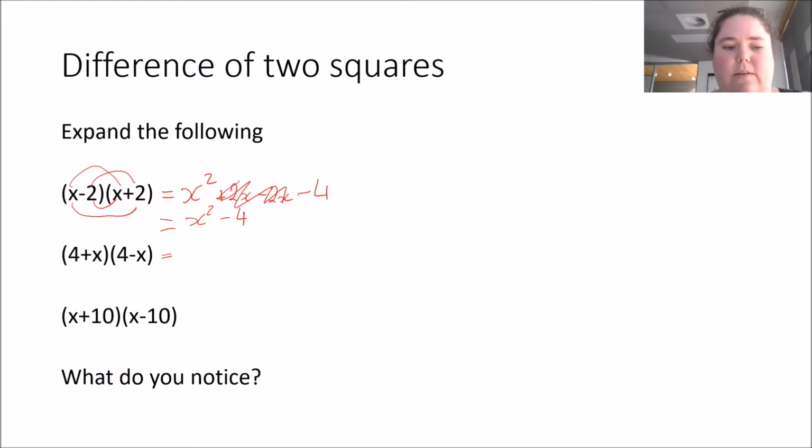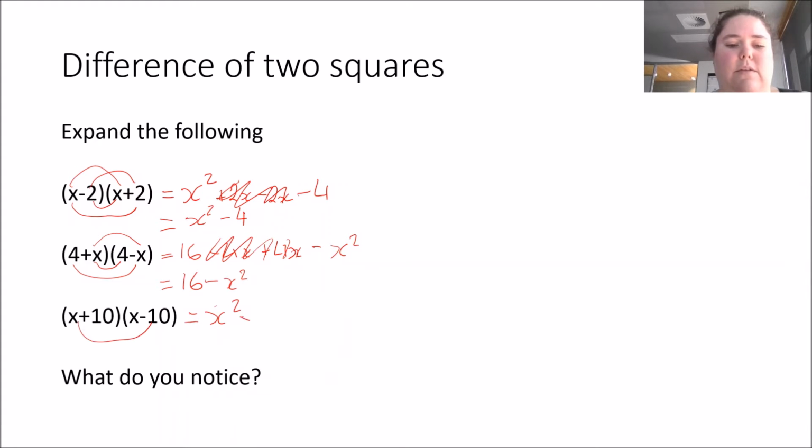4 times 4 is 16. Outside times outside, negative 4x. Inside times inside. And then last times last. Okay, once again, these middle terms are going to cancel each other out, which leaves me with 16 minus x squared.